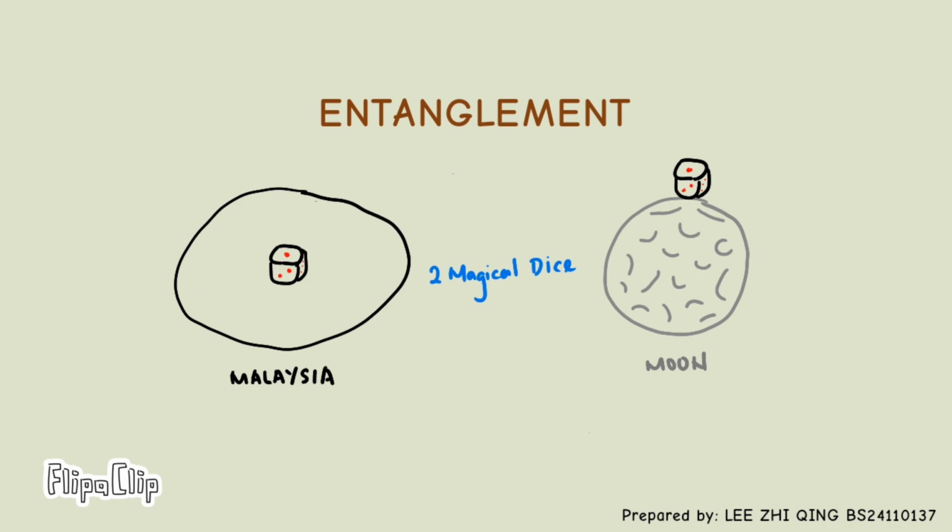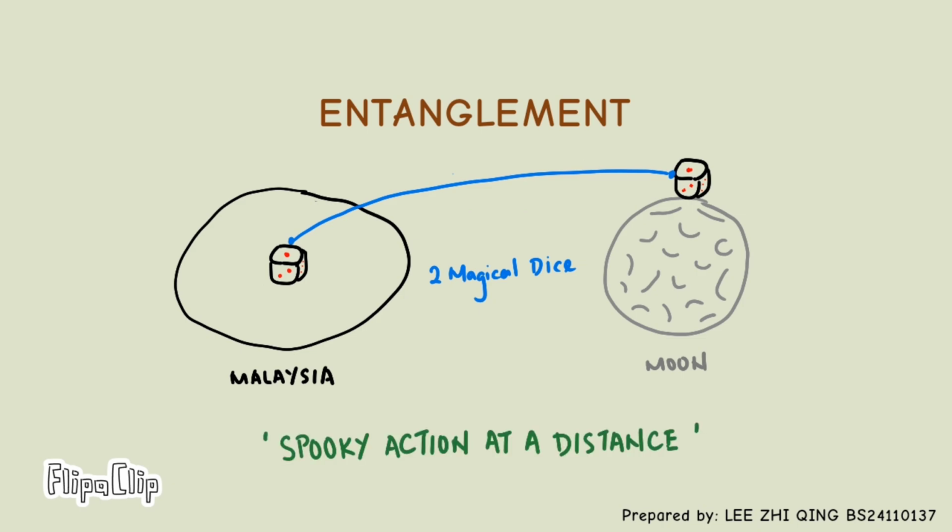Second, entanglement. Imagine I have two magical dice. If I roll one in Malaysia and it lands on a 1, the other dice, even if it's on the moon, instantly also shows a 1. They are mysteriously linked, no matter the distance. They share the same fate. We call this spooky action at a distance.